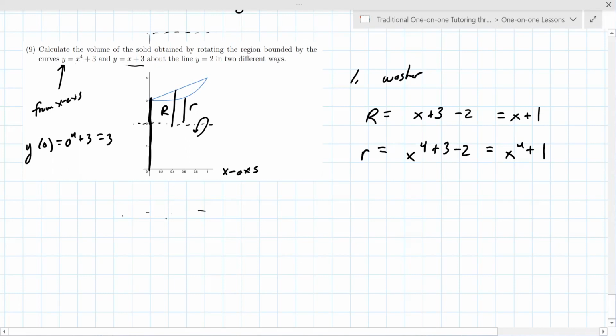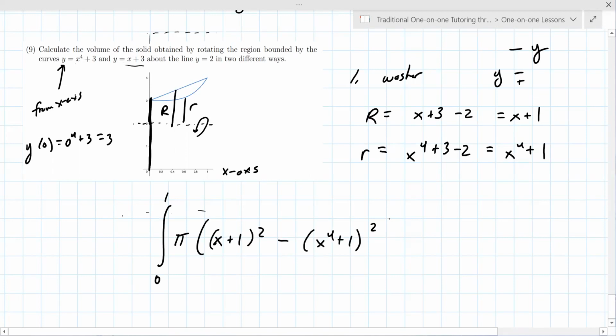So there's a couple of different cases. You're either subtracting your y minus something, or it's y plus something. That's just the way it is. So we integrate from 0 to 1 of pi times big R, x plus 1 squared, minus little r, x to the 4th plus 1 squared, dx. And this one we actually have to get the answer.